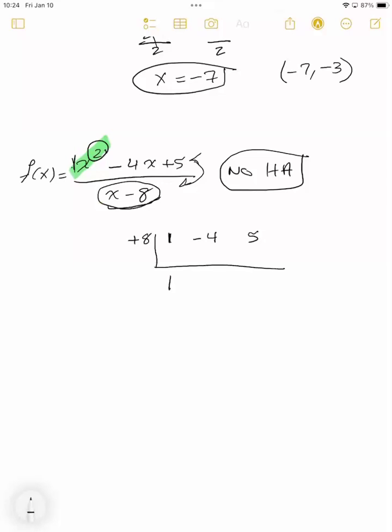1 times 8 is 8. You add these two, you get 4. You end up subtracting. 8 take away 4 is 4. 4 times 8 is 32. 5 and 32 is 37.